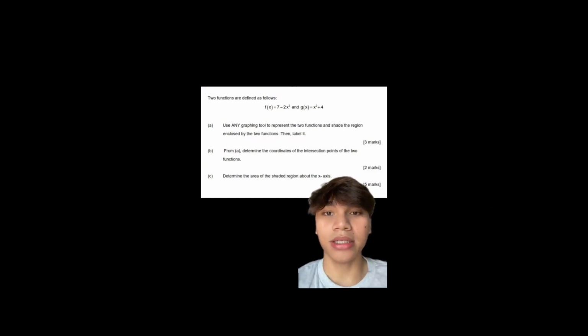So from A, we need to draw a graph using the two functions. And B, we need to determine the coordinates of the intersection of the two functions from the graph. And C, determine the area of the shaded region about the x-axis. We need to integrate the two functions. Okay, let's just solve it.